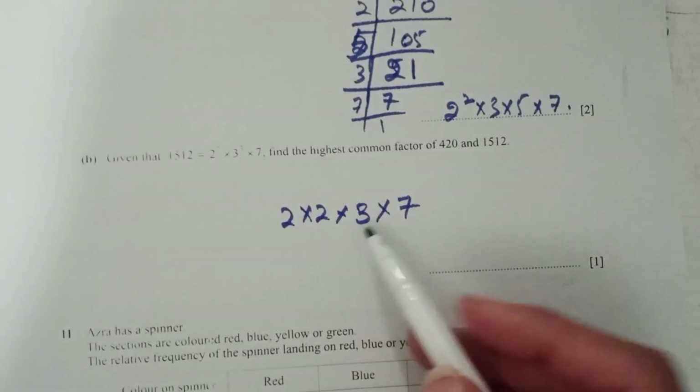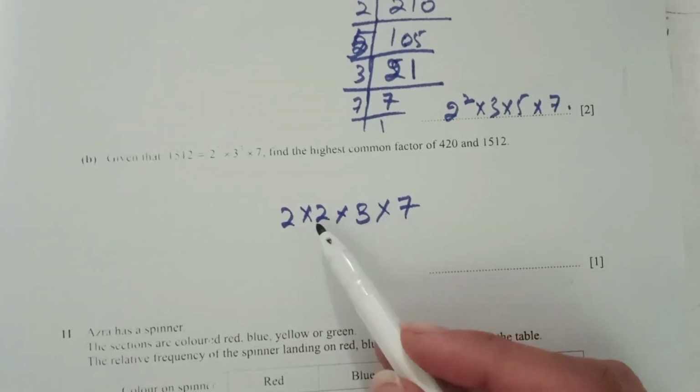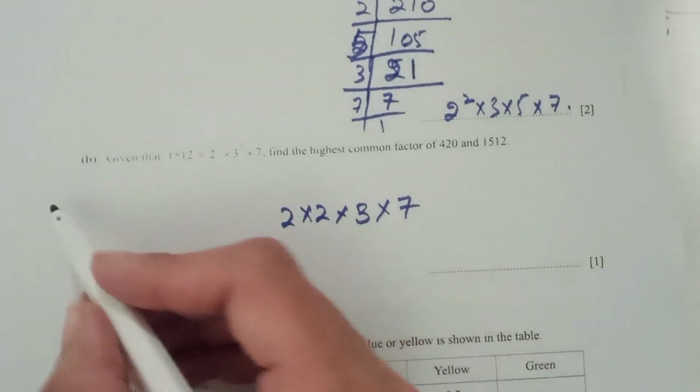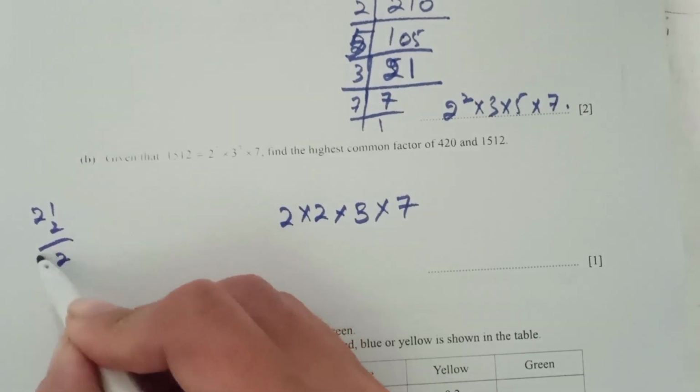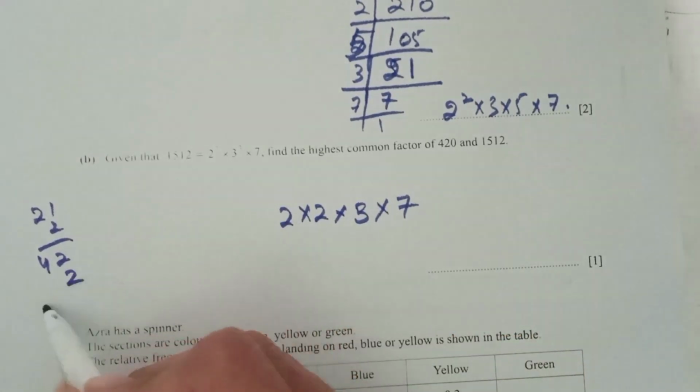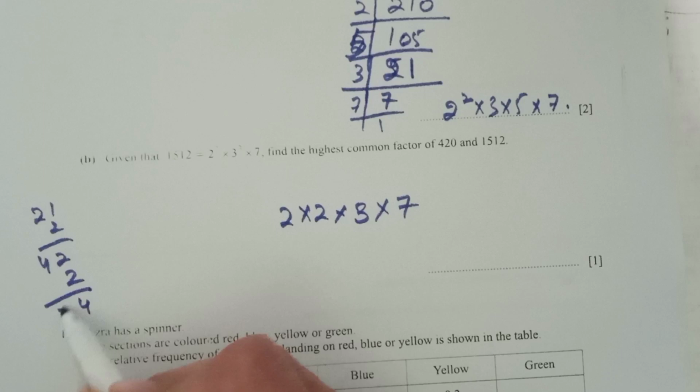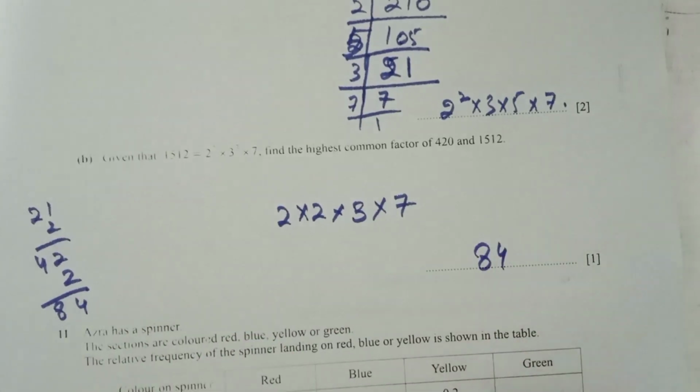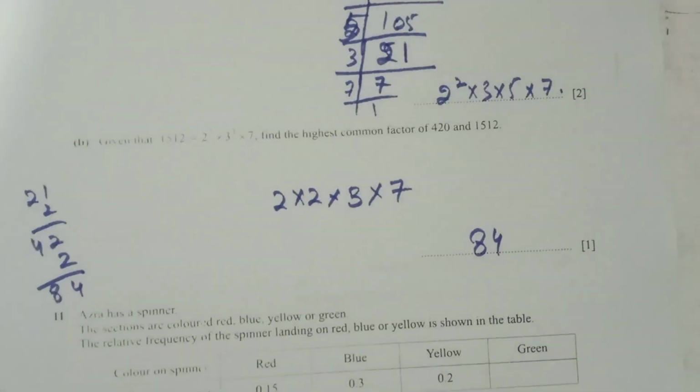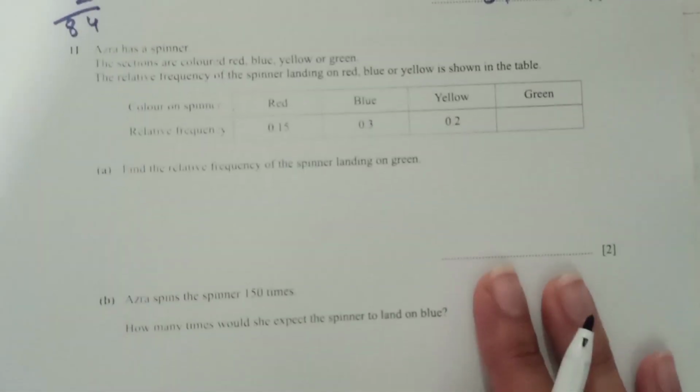Now we have to multiply it. 7 threes are 21, 21 times 2 is 42, and then 4 times 2 is 8, 84. 84 is the highest common factor. Question number 10 is solved.